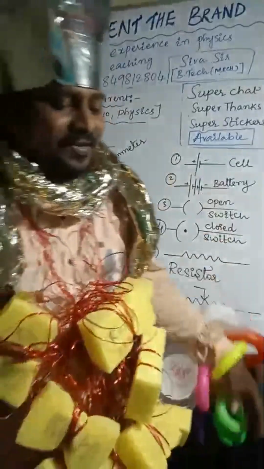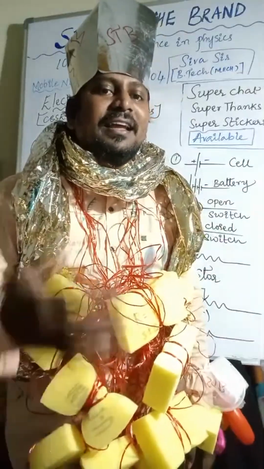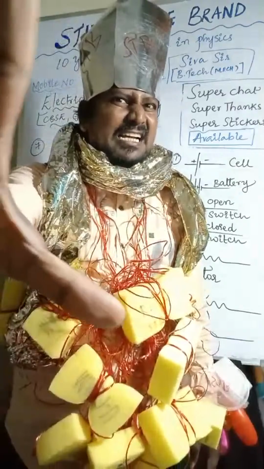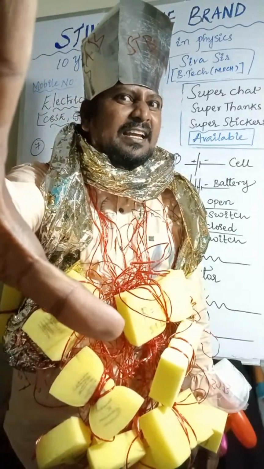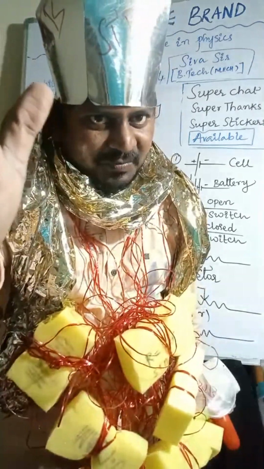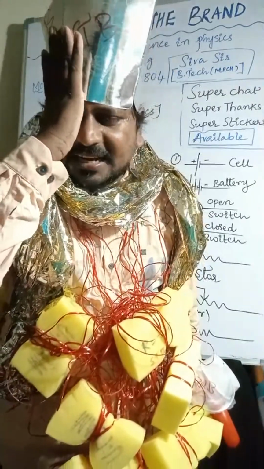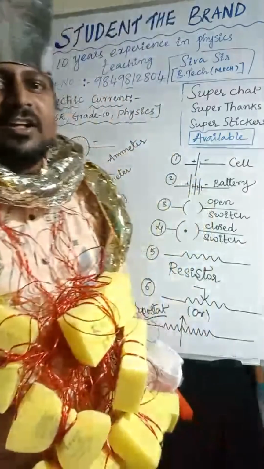Next one, we are going to discuss one more. Electrical circuit is nothing but a continuous and closed path of an electric current. A continuous and closed path of an electric current is known as an electric circuit.